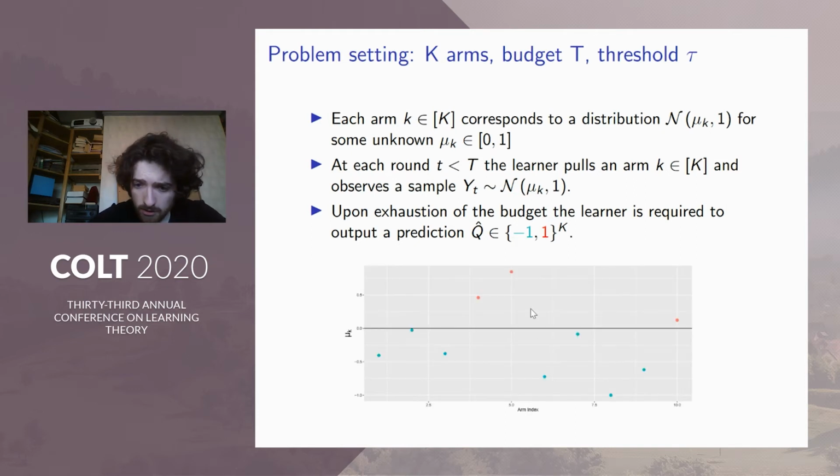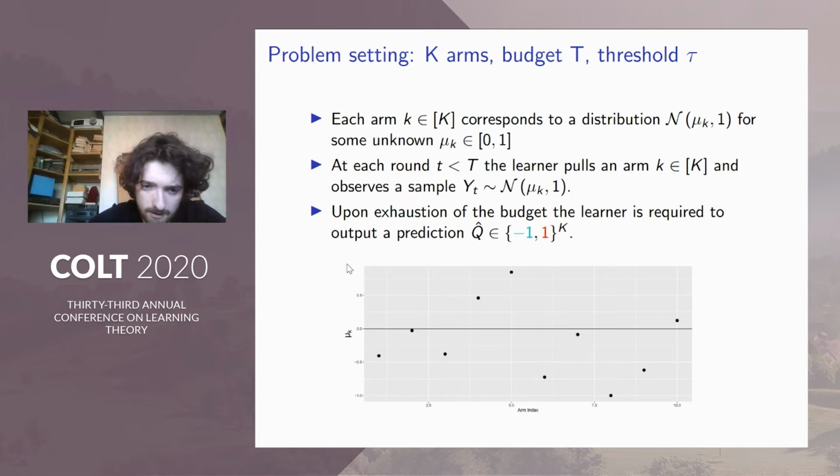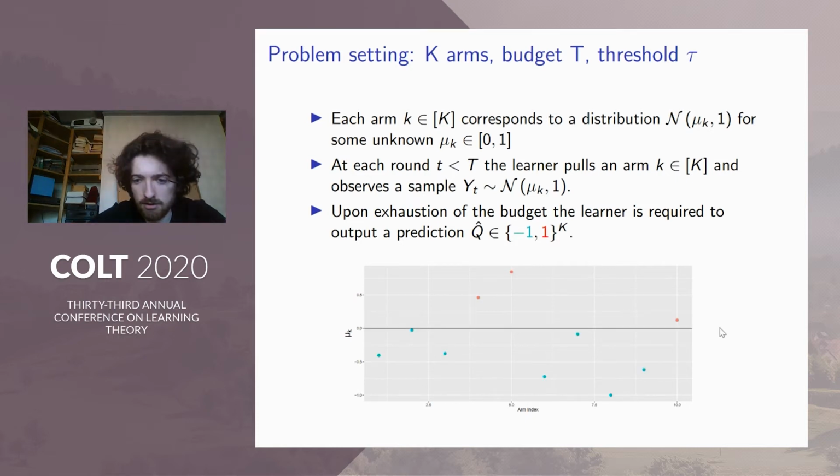So here we've got another example. Each black dot represents an arm. Again, the corresponding mean is the y-axis and the arm index is the x-axis. So the learner wants to identify these two sets, the set of red arms who have a mean above threshold and the set of blue arms who have a mean below threshold. So ideally in this setting, the learner would output mu hat as -1, -1, -1, 1, 1, -1, etc.